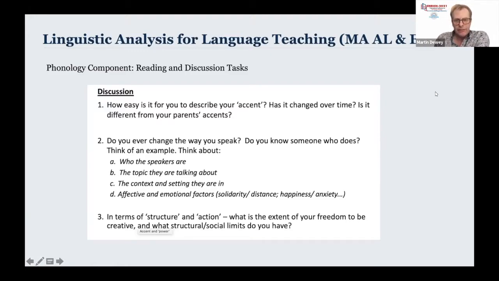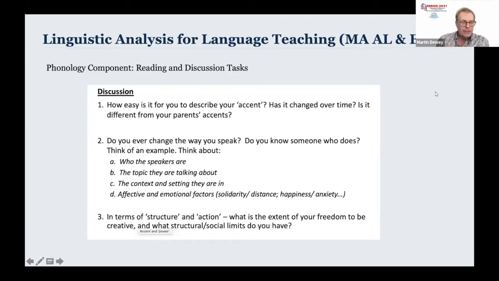Okay, so I've started using a number of discussion tasks that, before asking students to think about English, ask them to think about their own language. Okay, so how easy is it for you to describe your accent? Has it changed over time? Is it different from your parents' accent? So getting teachers to engage in ideas about linguistic diversity, awareness and understanding of the importance of linguistic diversity, but from their first language perspective, first of all, and then extend that out to English.